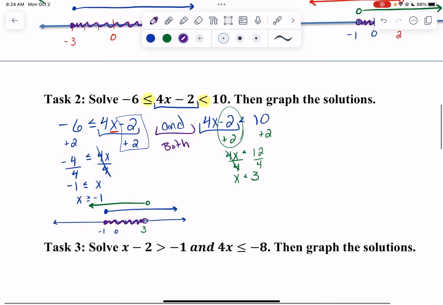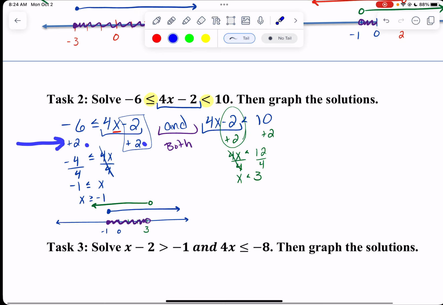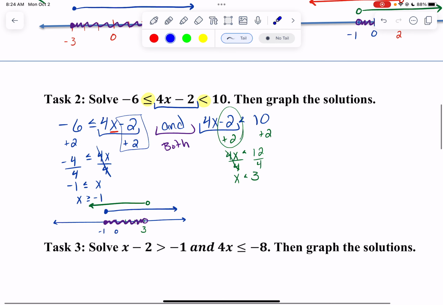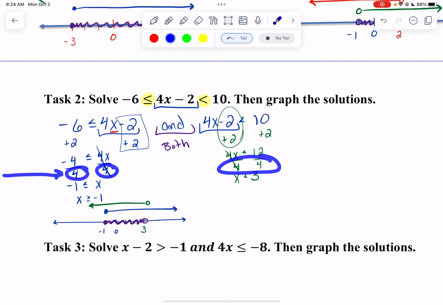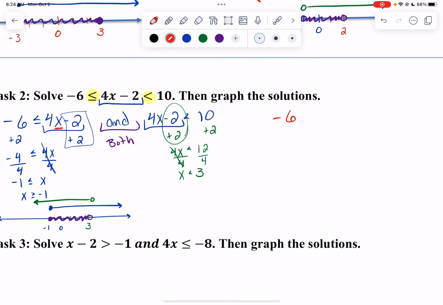Okay. Now I'm going to show you a different way of solving the same problem. If you notice, our work looked a lot the same. In this first step, we added 2 to both sides over here, and we added 2 to both sides over here. Then in our next step, we divided by 4, divided by 4. You can actually do it all in one step and solve it basically as a 3-sided inequality.